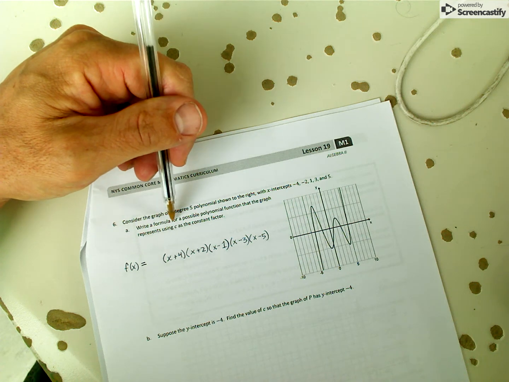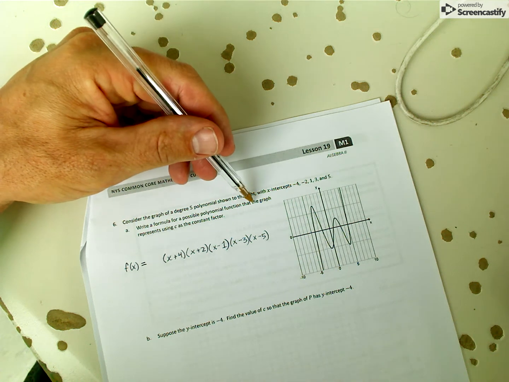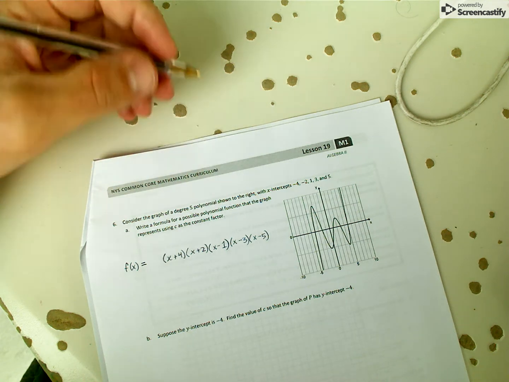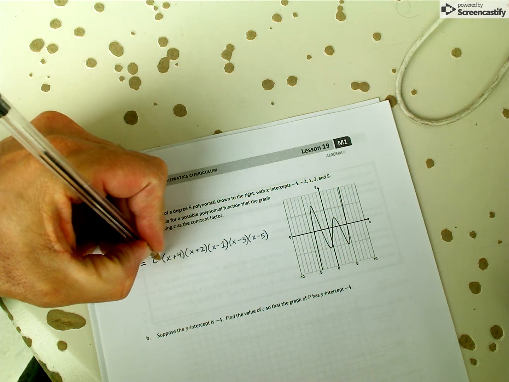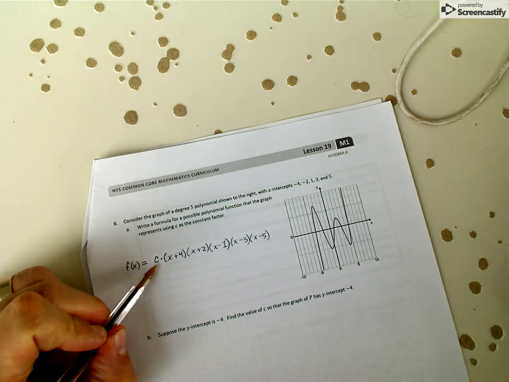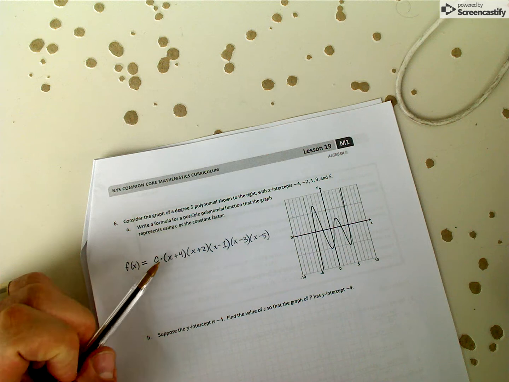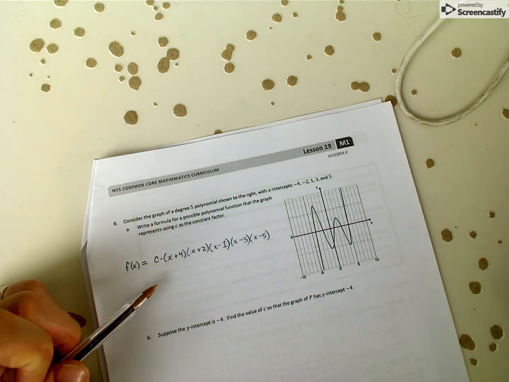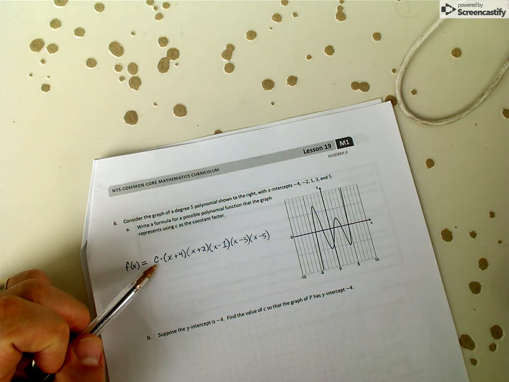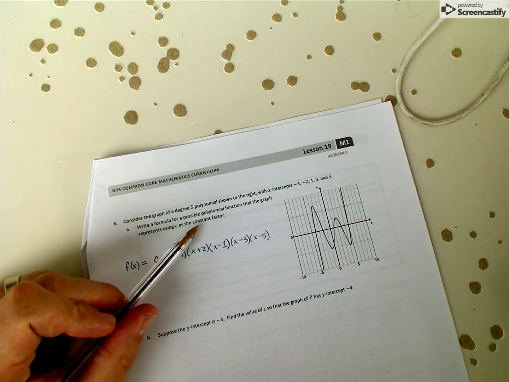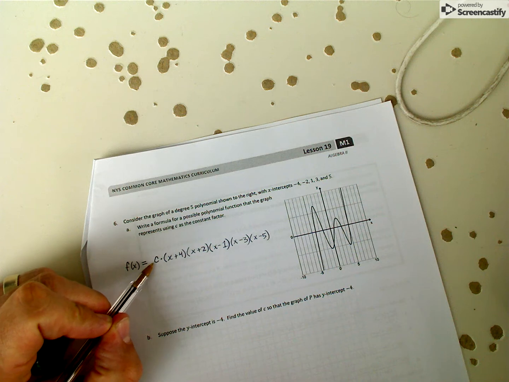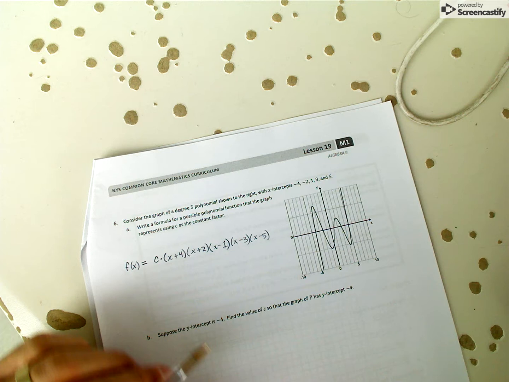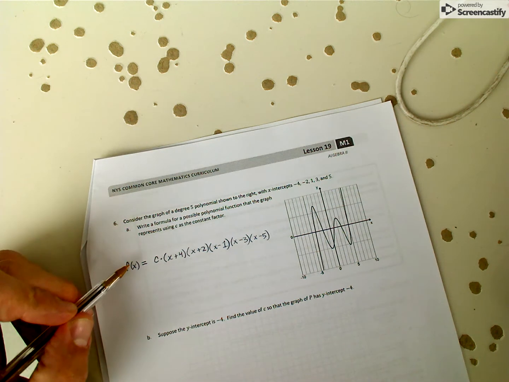This gets a little tricky. It says, write a formula for a possible polynomial function that the graph represents using c as the constant factor. Well, here is how we use c as a constant factor. First of all, understand what we mean by factor. We're multiplying our polynomial by this thing called c. So that makes it a factor. That's what a factor is. Also, it's constant because it doesn't depend on x. No matter what x is, c stays the same. So this is the solution that we're looking for in part A.